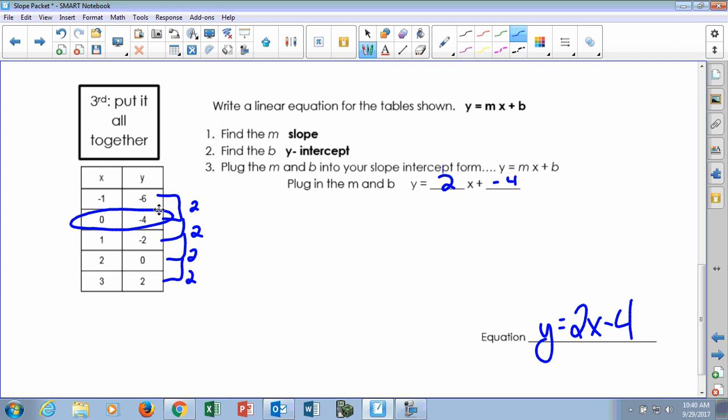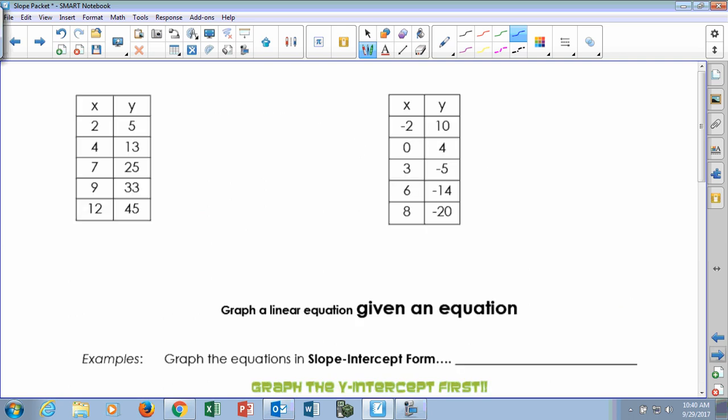Okay? All right, now let's see how we remember from yesterday. Let's go to the next page, the last page here. And now we got two tables. Notice that the table here has no 0. So first of all, let's find the slope, because that's one of the first things we need.